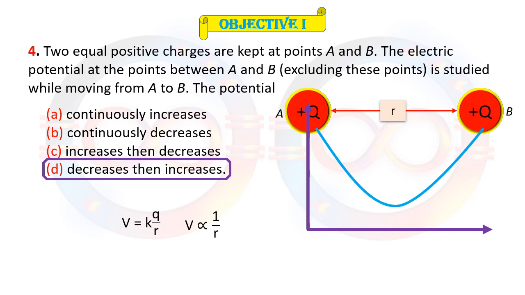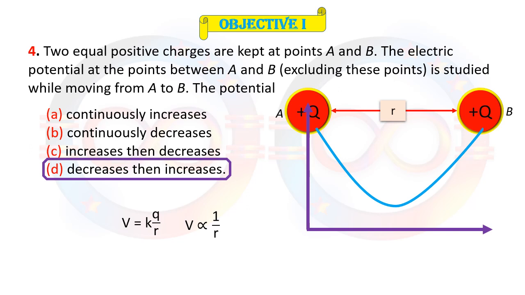This particular question you can even solve by a mathematical method, but because it is objective and we need to solve it in the given interval of time, maybe 20, 30, 40 seconds, there is no need to go for a much tougher mathematical process. Rather you can take the graph. Even if you are not able to draw the graph, think that as we move away from a particular charge, the potential is going to decrease. But at the same time we are moving nearer to the other one, so the potential would be increasing.